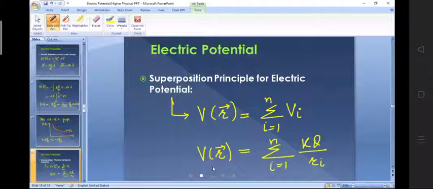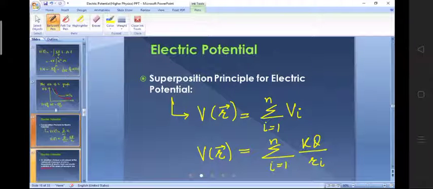Suppose we want to calculate the potential at any point R. Here R is the position vector from the origin. If it is the origin, then we can calculate like this. If it's not the origin, still we can calculate. Okay, we'll do an example for this.